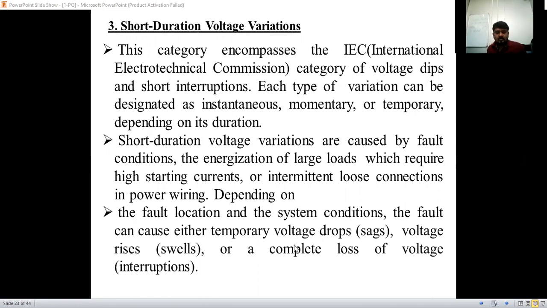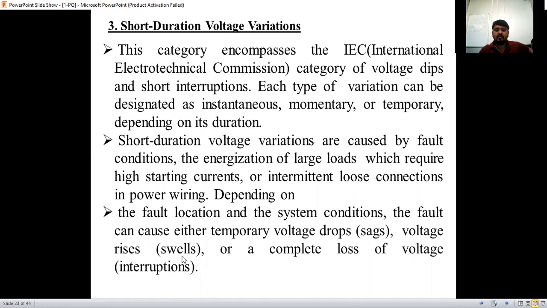Okay. So the fault location and the system conditions, and the fault can cause either temporary voltage drops or voltage rise. Suppose a three-phase line is there, and if a fault occurs on one line, that particular line voltage will be reduced. And if capacitor banks or a single-phase load are suddenly added to one line, it is going to increase the voltage of that particular line. That is called the rising of the voltage. We are going to call it voltage rise.